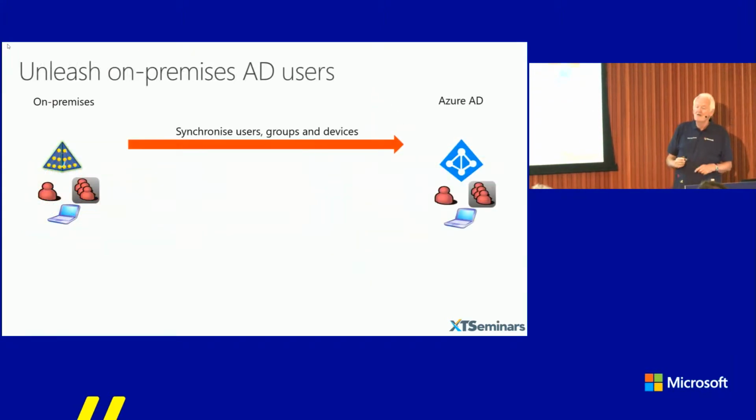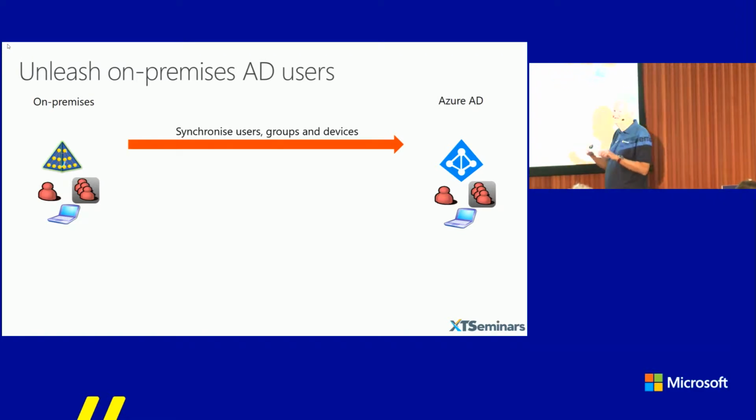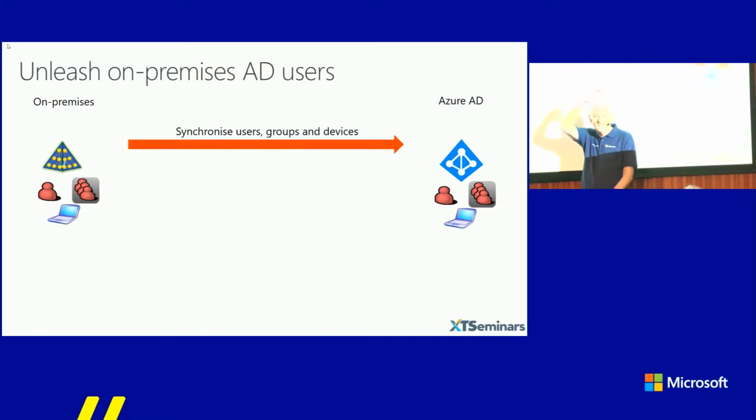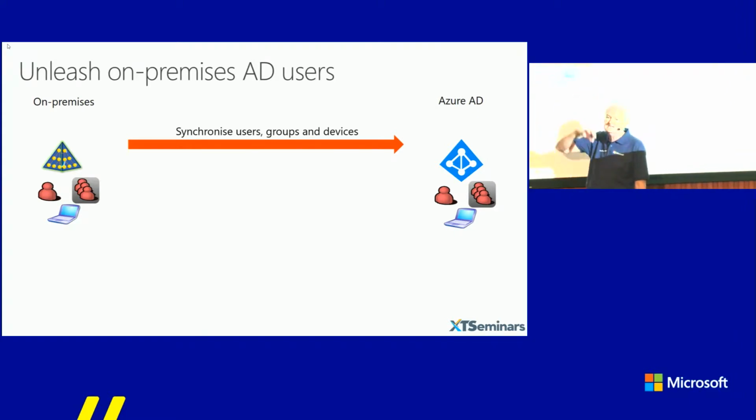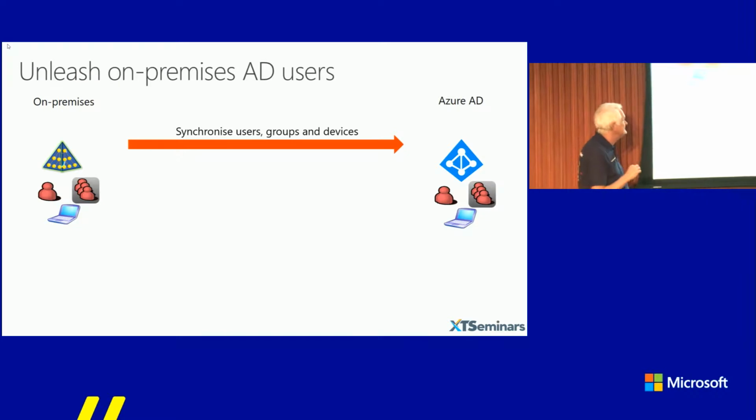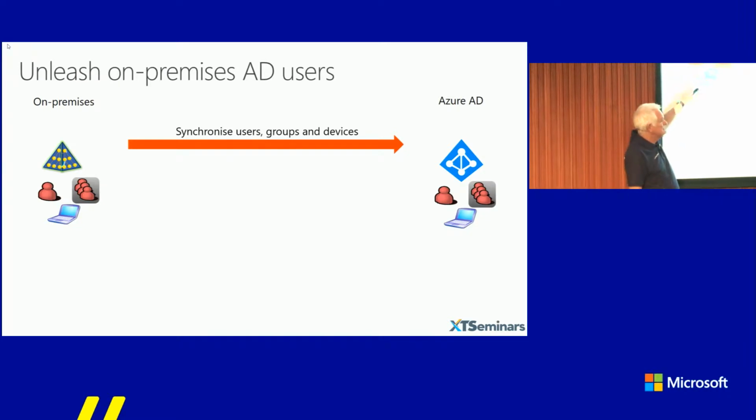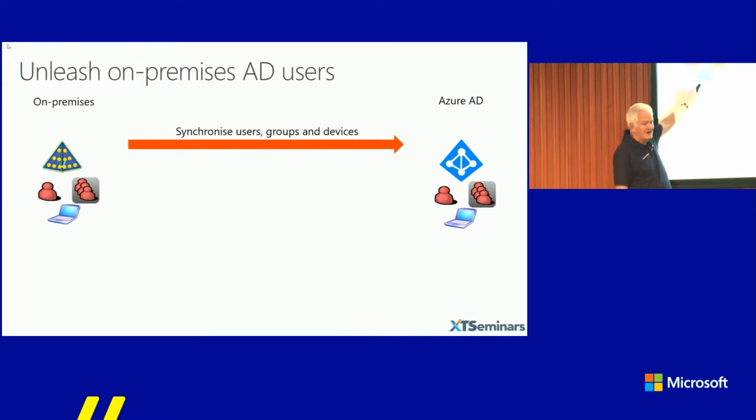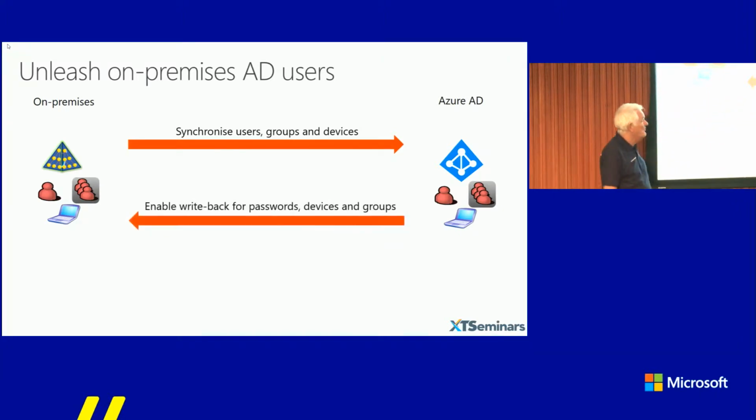Starting off, if we want our on-premise AD users to get the benefits of Azure AD, we've somehow got to get them up into the cloud. And the way we do that these days is using Azure AD Connect. So we take our users, our groups, and our devices, and we can take them into the cloud. Equally, there will be things that we want to bring back from the cloud.